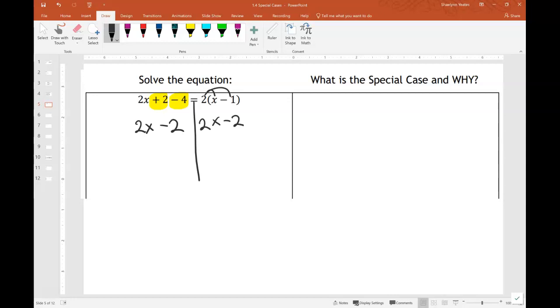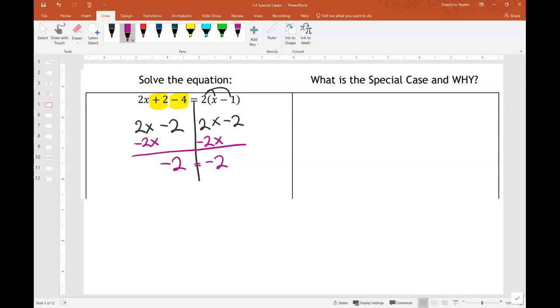All right, remember, my next goal is to get all the people at the same party. So I want all the x's on one side. So I'm going to move them to the left. I'm going to subtract 2x from both sides. So 2x minus 2x is 0. So I'm just not going to write it, and I have a -2. On the right, I have 2x minus 2x, which again is 0. I get a -2.